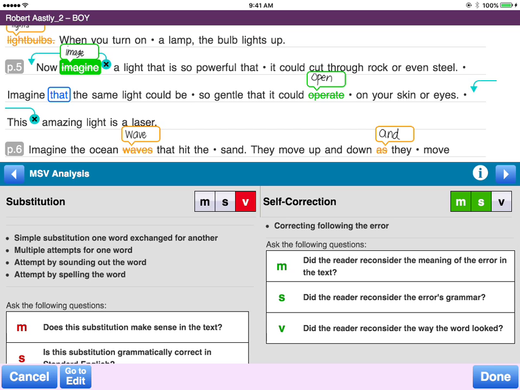So then you have to analyze the self-correction. Did the reader reconsider the meaning of the error in the text? And we said yes. Did the reader, when reconsidering the self-correction, reconsider the error's grammar? Yes. We did not choose V because we believe that the reader used the meaning and the structure to self-correct himself.